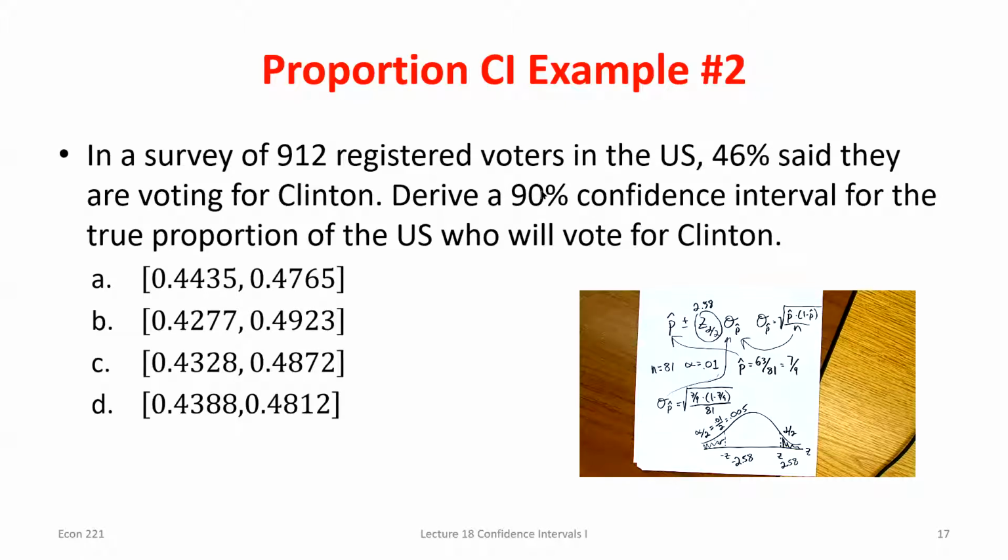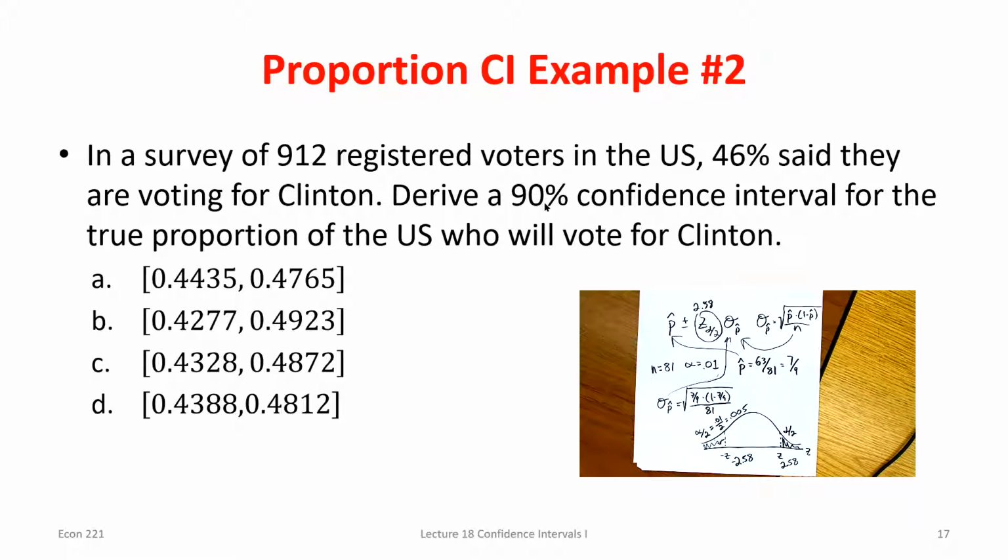So if we have this survey of 912 people and they were all registered voters, this was before the 2016 election. I actually did some of this to try to predict what was going to happen, right? So 46% of people from this survey said they were going to vote for Clinton. So if I wanted to build a 90% confidence interval for the true proportion of people who are going to vote for Clinton prior to the election, I could have done that, right? So what's my alpha value here?